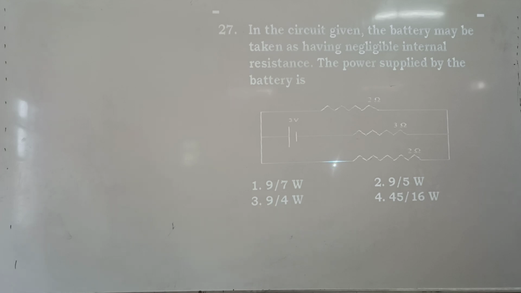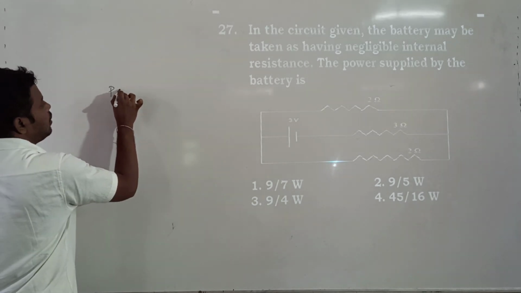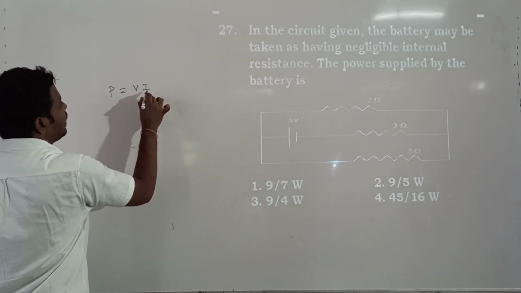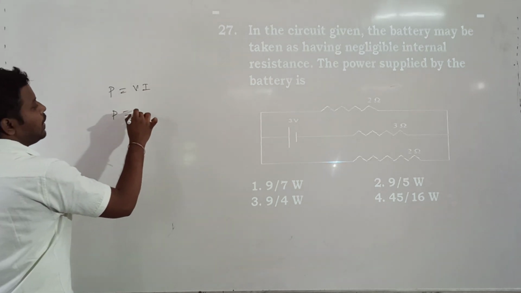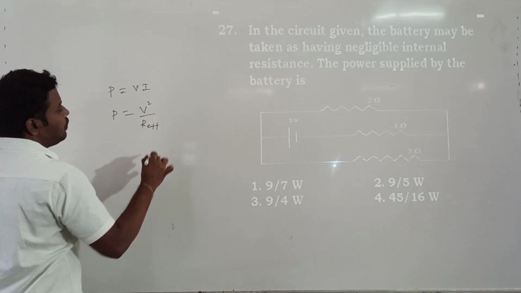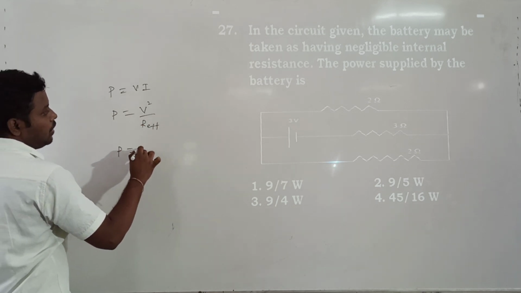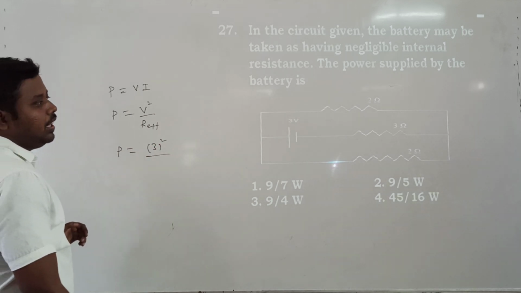What is the power supplied by the battery? So if they ask to calculate the power supply, power P is equal to V into I. Here current is not given. Can I write I is equal to V by R, so P is V square by R. R means I should take it as R effective. So what will we get for the power value? V square value is given, 3 square, by R effective.